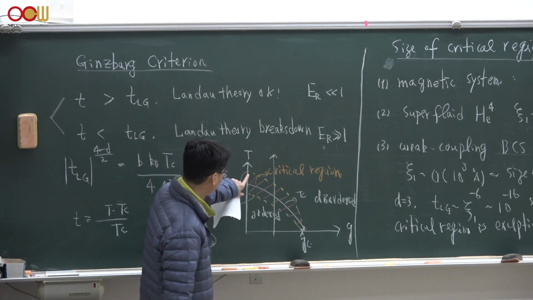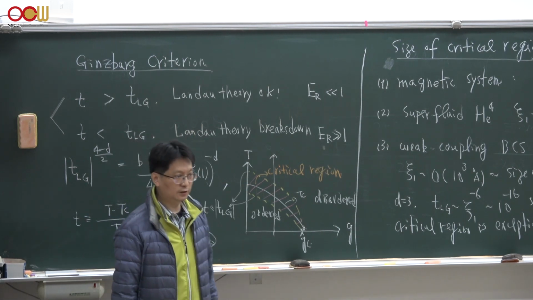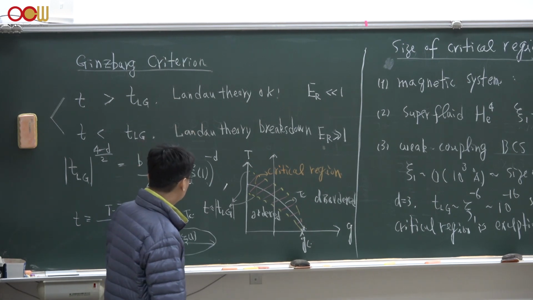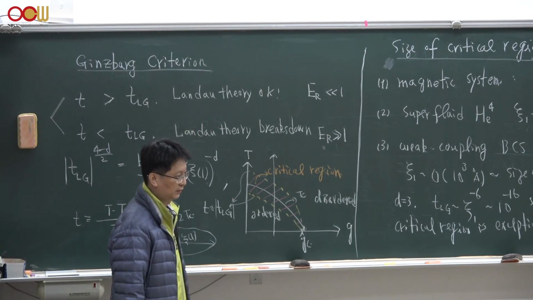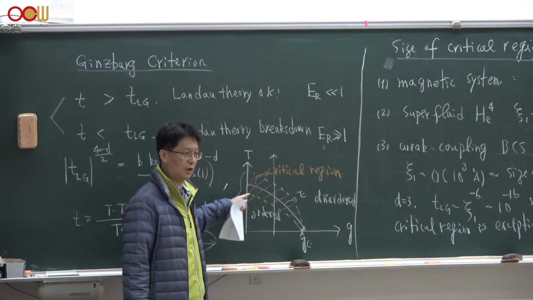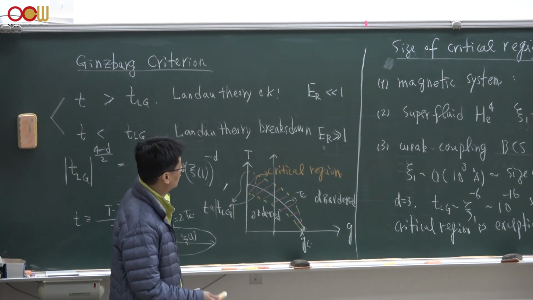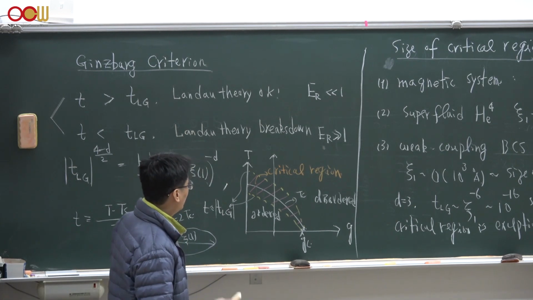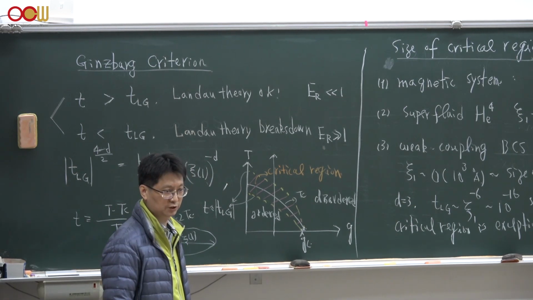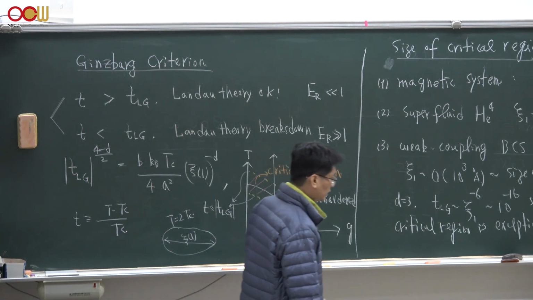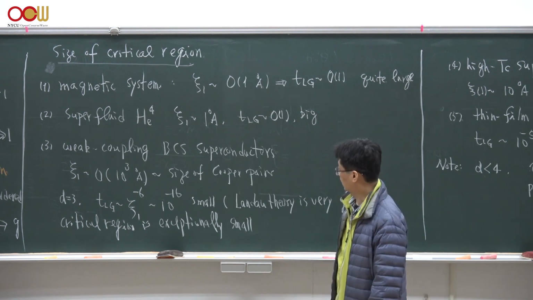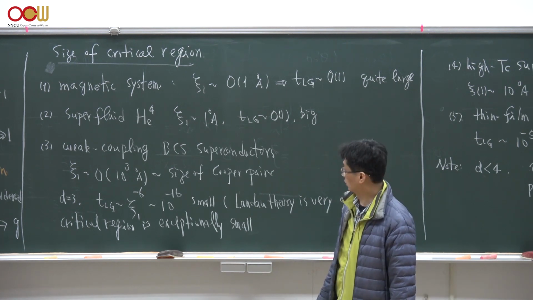So within that critical range, the Ginzburg criterion is violated or the Landau theory breaks down. So we need to take special care when we calculate the observables inside this critical region. Okay, but out of the critical region, we are fine. So we could actually give some estimations of how large or how small the size of the critical region is in more realistic systems, regarding these well-known examples in solid-state systems.